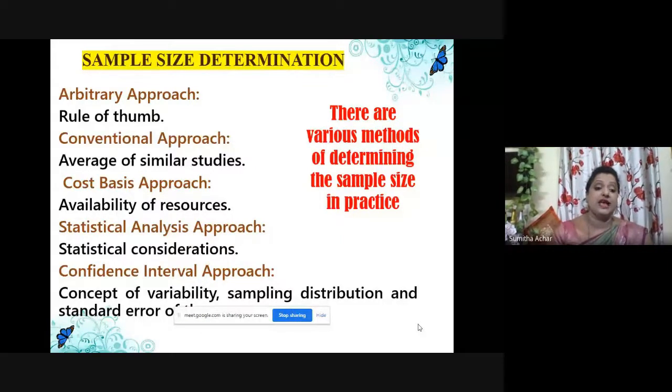Cost basis approach: based on the availability of the resources, you decide. Or statistical analysis approach, that is taking statistical considerations, knowing your parametric values, that is population size, population standard deviation, population average. Keeping that into consideration, you can decide it. Or based on the confidence interval, right? Whenever we are doing any type of research, definitely I am 95% confident that my research will support my findings, right? Whatever findings I give, I can generalize it.